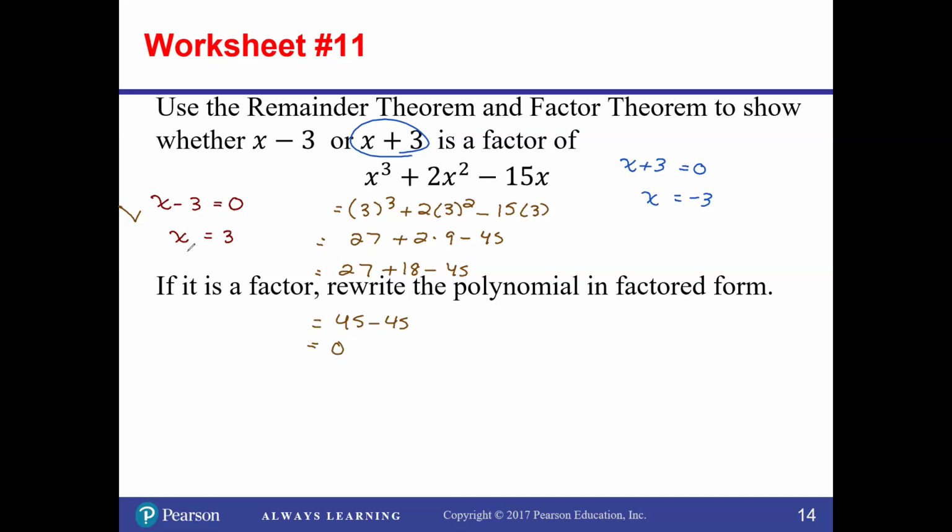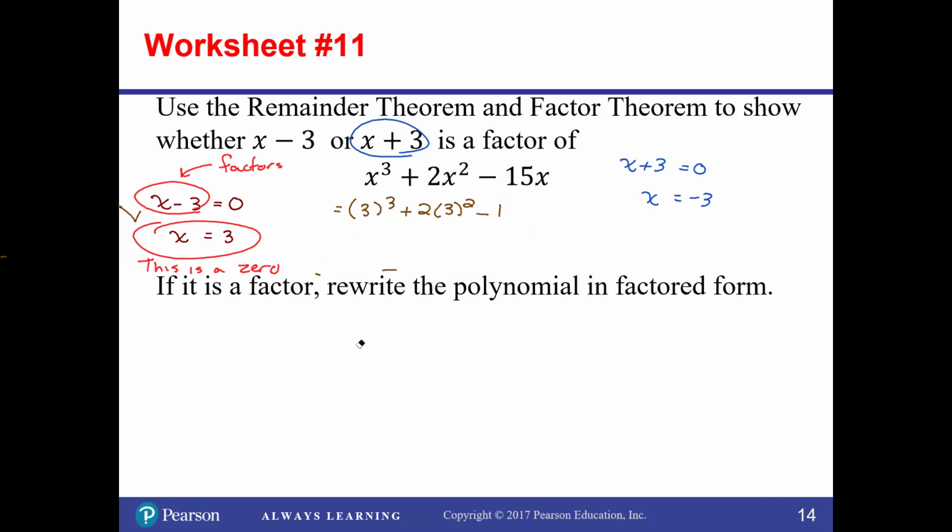So that tells me that this is a 0 and that this is going to be one of my factors. So let's try the other point, the negative 3. So we'll erase this and then we'll put in that other point.